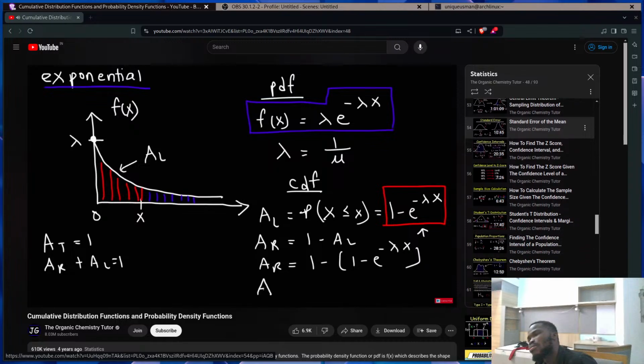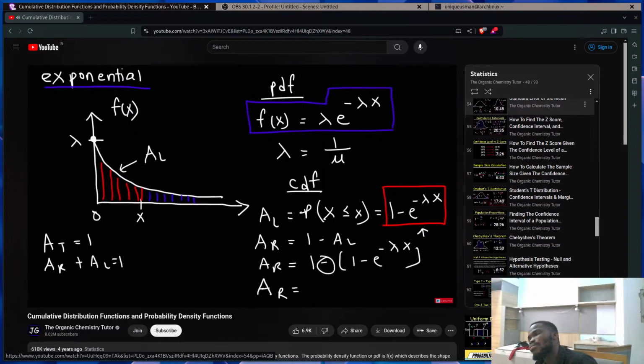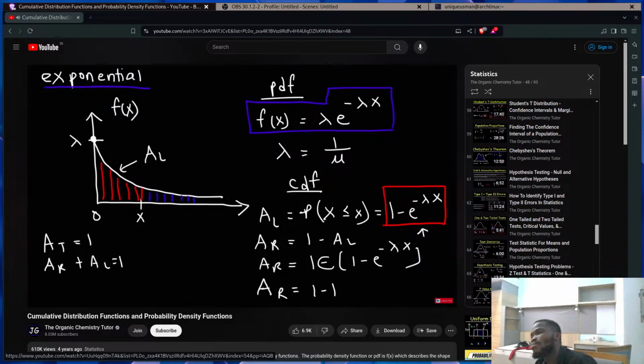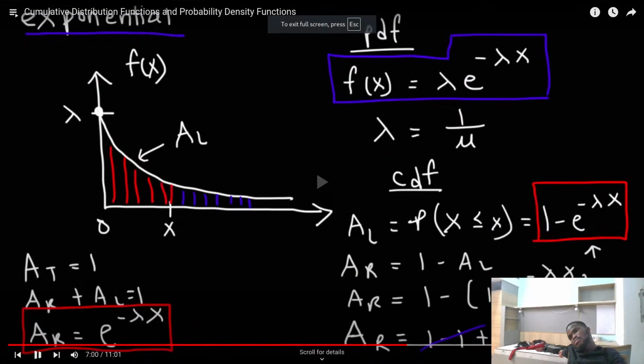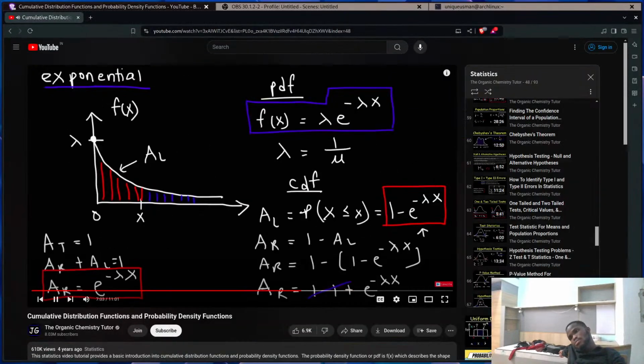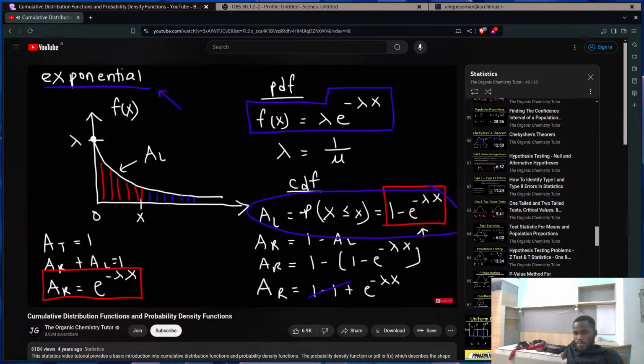Now, if we distribute the negative sign, it's going to be 1 minus 1, and then these two negative signs will cancel, giving us a plus sign. So plus e to the negative lambda times x. So 1 minus 1 is 0, thus the area to the right is going to be simply e to the negative lambda times x. Now, this is not the cumulative distribution function because it doesn't give us the area to the left. It gives us the area to the right. So the CDF is what we see here. That's the CDF for an exponential distribution.